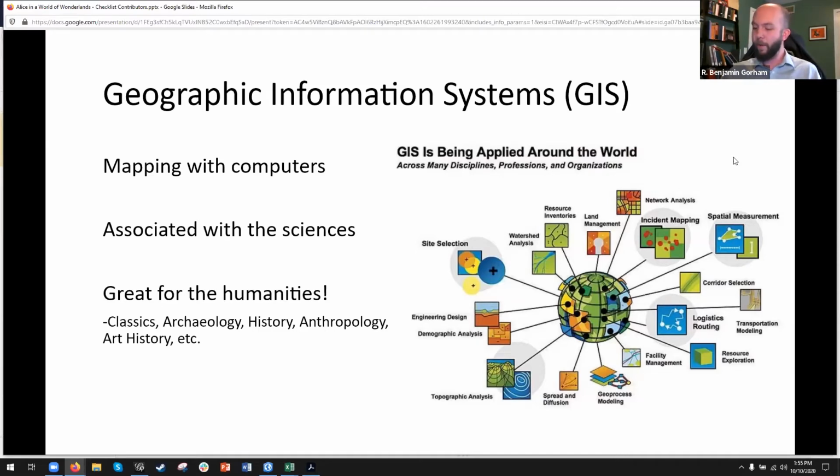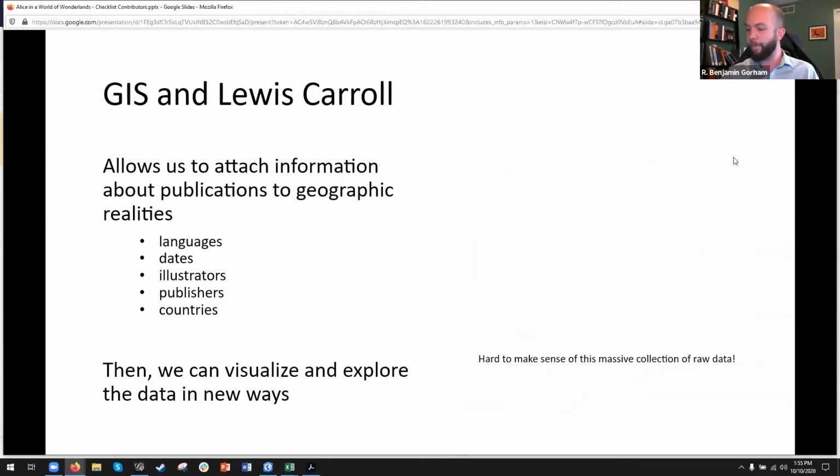And today, my tech demo, project demo, is going to be showing, in part, how we can use GIS to map the spread of Lewis Carroll publications, both in English and in translation, around the world and across time, pinpointing moments of territorial expansion when new editions became available in different countries and different languages, and where the biggest clusters of these translations were throughout time.